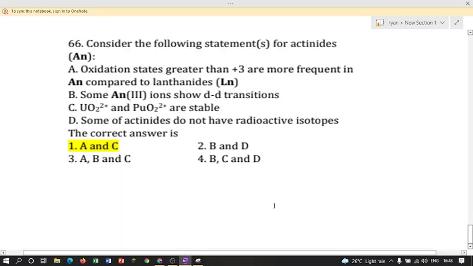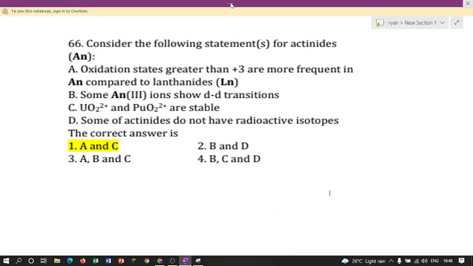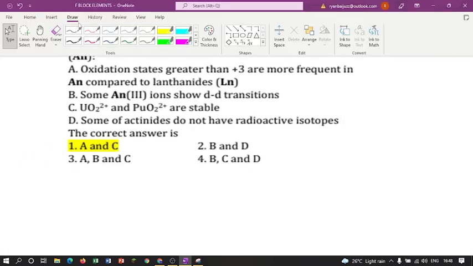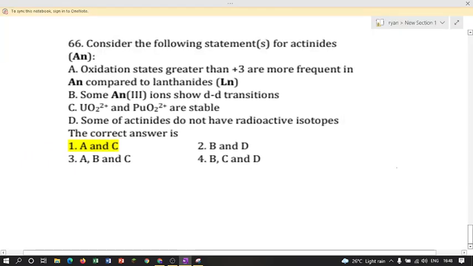So much is there to describe, but I am going to stop here, otherwise it will take much time to explain. Now let us practice some CSIR previous year's questions. Here the question, I have taken from 2017 December. Consider the following statements for actinides.